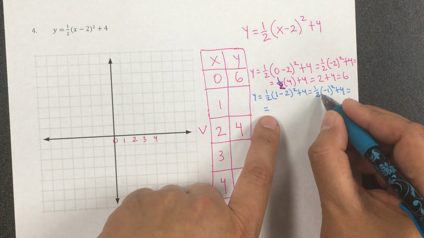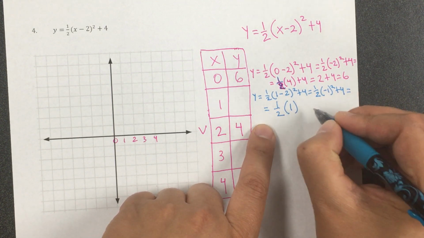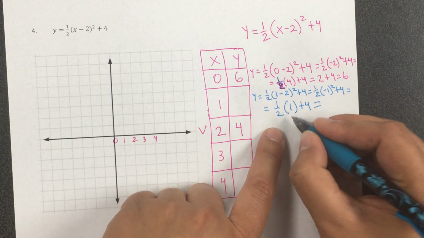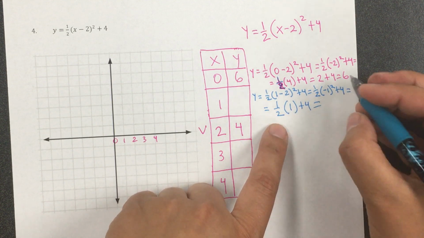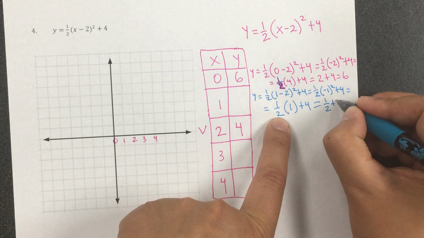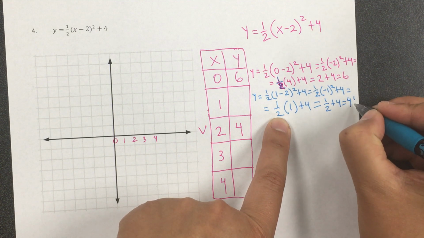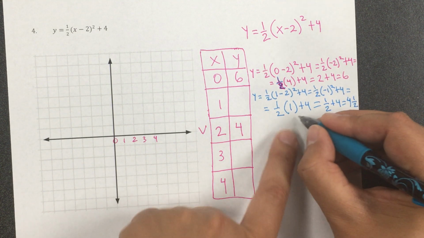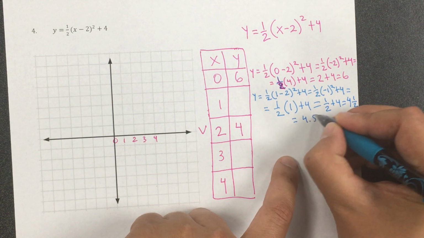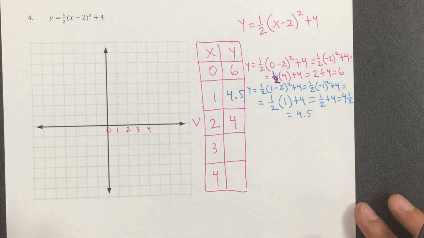And that gives me 1/2 times (-1 times -1 is 1) plus 4. And that 1 times 1/2 is just 1/2. So it's 1/2 plus 4. So it's going to be 4 and 1/2, or 4.5 also if you want to see it that way. 4.5 if you prefer to graph decimals.